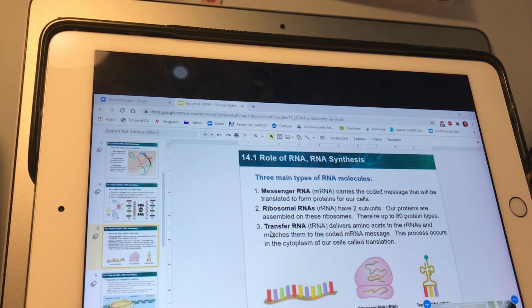Now, what if, let's say, I was riding my bike and I fell and I broke my bone, fractured my bone. My bone needs to be repaired. Then, inside my DNA, it would make 3 RNAs. Messenger RNA for bone cells, protein. It would make a ribosomal RNA for bones. It would make a transfer RNA for bones.